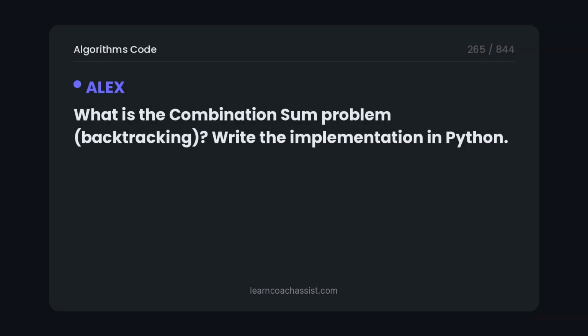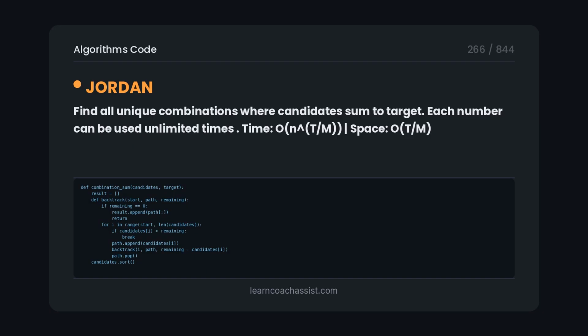What is the combination sum problem, backtracking? Write the implementation in Python. Find all unique combinations where candidates sum to target. Each number can be used unlimited times. Time O(N^(T/M)), space O(T/M).